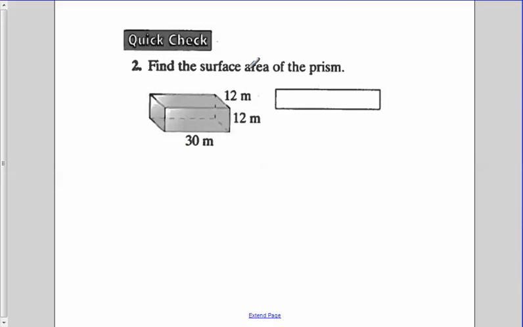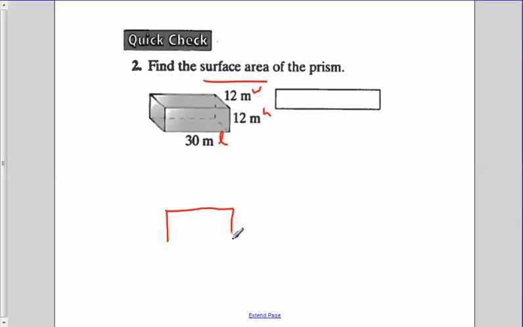Alright, so now let's look at finding the surface area of this prism. So we have a box here, and we could say that this 12 is our width, our 12 here could be our height, and then we have a length of 30. So we're finding surface area, so we need to identify each of our sides here, and it may just be easier to draw our shape, or our net, our figure.